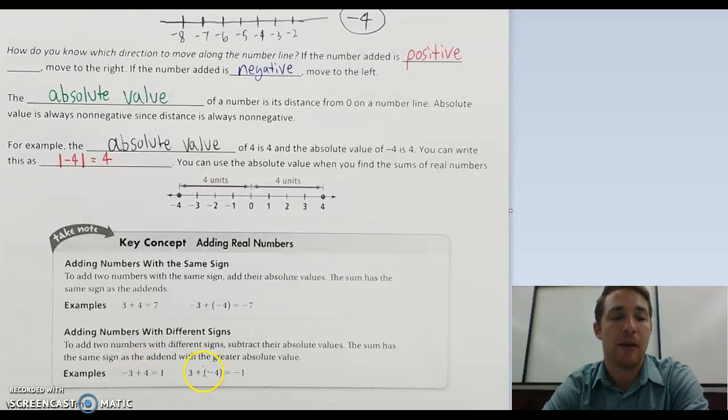If I switch that, if I do +3 plus a -4, notice this time it's still 1 because the difference between 4 and 3 is still 1. But now it's negative because the -4 is bigger. So I take that negative sign.